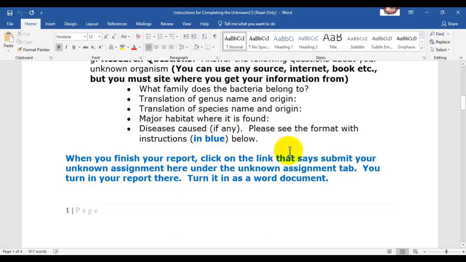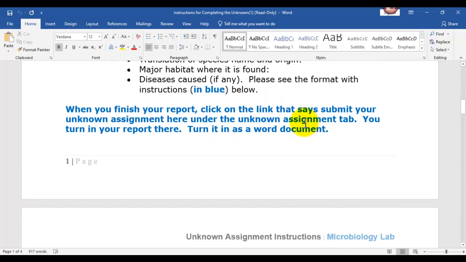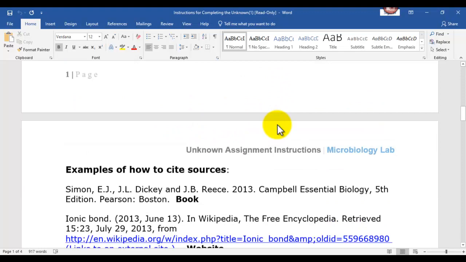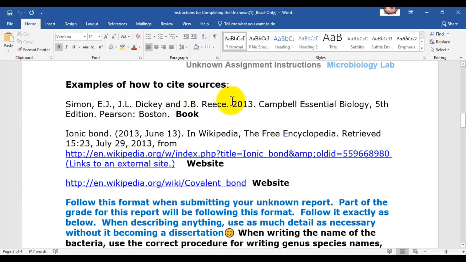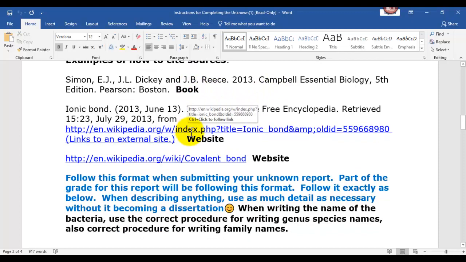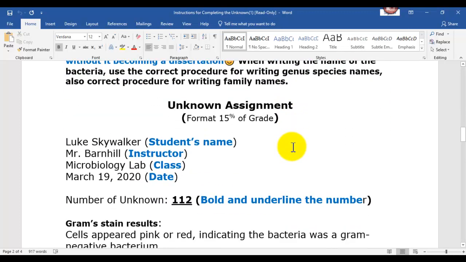Now, I ended up making this too wordy. It's a previous example here, but I put it in blue. Here it says examples on how to cite sources. So anything that you use, please put the source of that. I gave you an example of a book and a website. That's another website there. But here's the format.